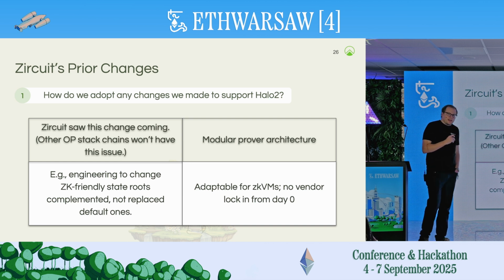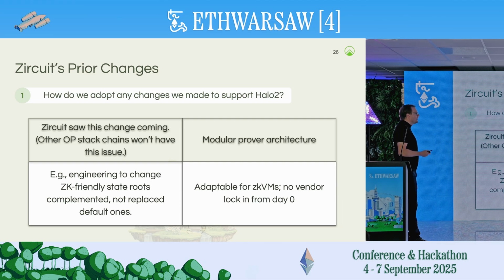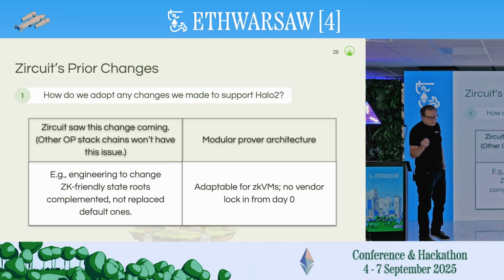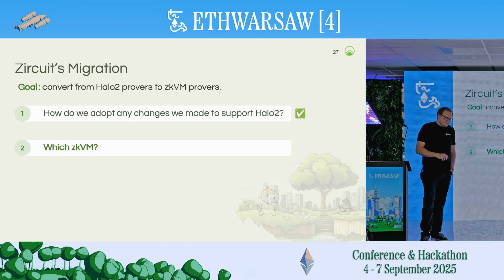So now that I have dual state roots, I can actually disable the one that's zk friendly for Halo 2 and go back to my Keccak one. Makes me very much closer to Ethereum, which I'm very happy about. And this modular design also means I don't have vendor lock-in, and I'll talk a little bit more about that.